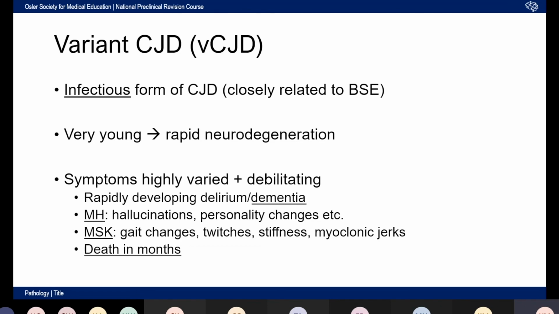So anyway, CJD often affects younger people and it causes very rapid neurodegeneration. There's a broad spectrum of symptoms, and this includes rapidly progressing dementia. And the difference between delirium and dementia primarily being that delirium is transient and reversible, whereas dementia is progressive and irreversible. So it causes this dementia, these psychiatric symptoms, including hallucinations and personality changes, and various musculoskeletal effects as well, such as jerks and stiffness, to just name a few of the symptoms. And eventually, CJD proves fatal within a few months.